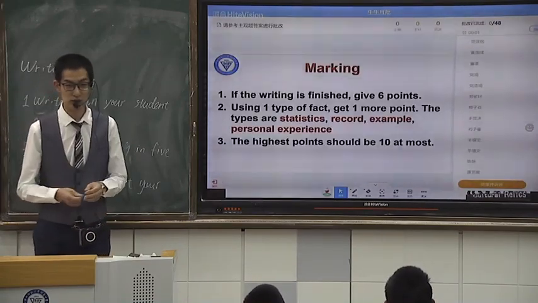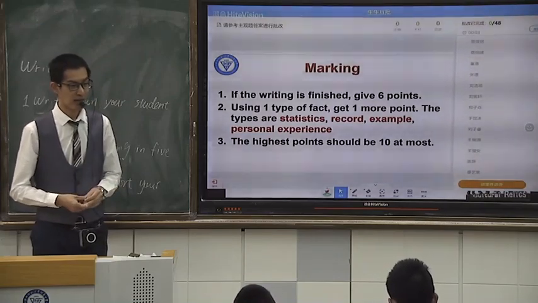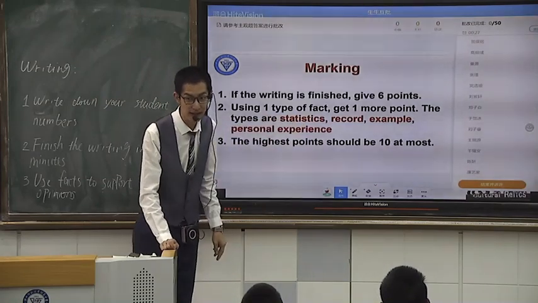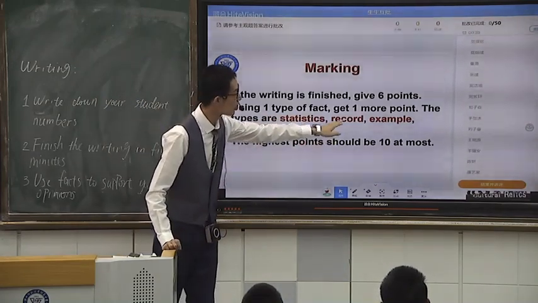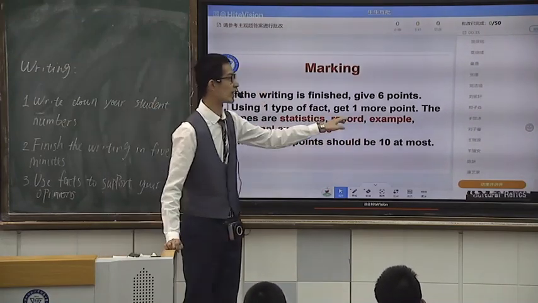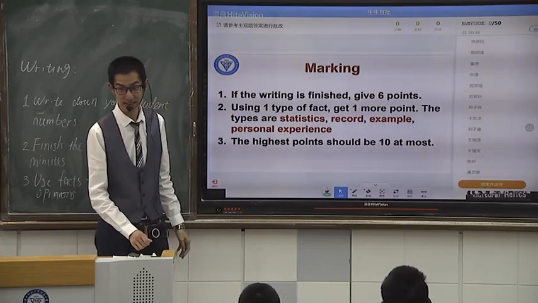let's start our cross-check. On your tablets, you will receive a work of your classmates. Before you give marks, please pay attention to the marking rules here. The first rule, if the writing is finished, please give him or her 6 points. Okay? And if he or she uses one type of fact among statistics, record, example, or personal experience, he or she gets 1 more point. Understand? Yes.